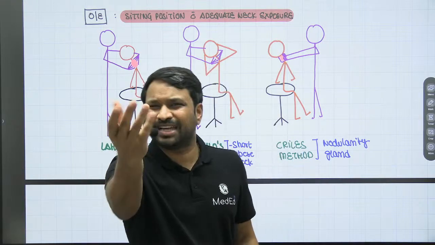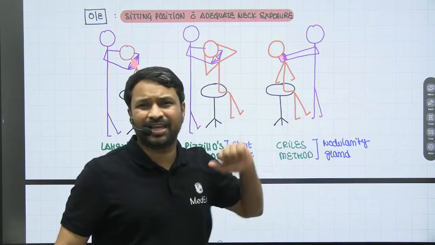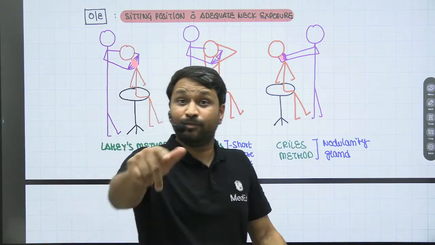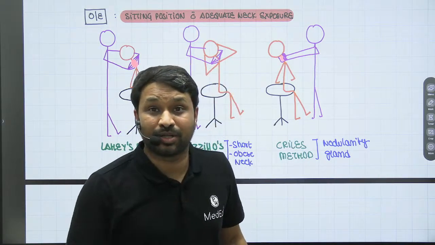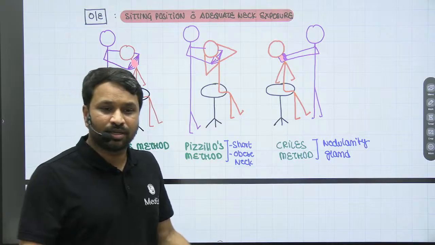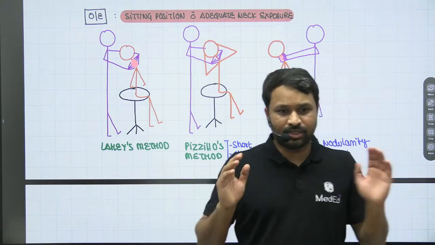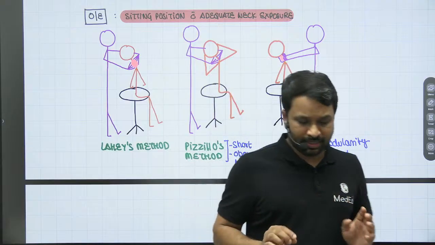पूछ लेगा इतना, क्या पूछेगा, most common method is your Lahey's method. फिर पूछेगा शॉर्ट स्टेचर्ड पेशेंट है, ओबीस नेक है, क्या करोगे, Pizzillo's method. फिर पूछेगा कि नॉडुलैरिटी असेस करने के लिए कौन सा मेथड यूज करोगे, आप बोलोगे Crile's method. बात खत्म ना यार, इससे ज्यादा और क्या ही पूछ लेगा. ठीक है, so this is how it is going to be examined.